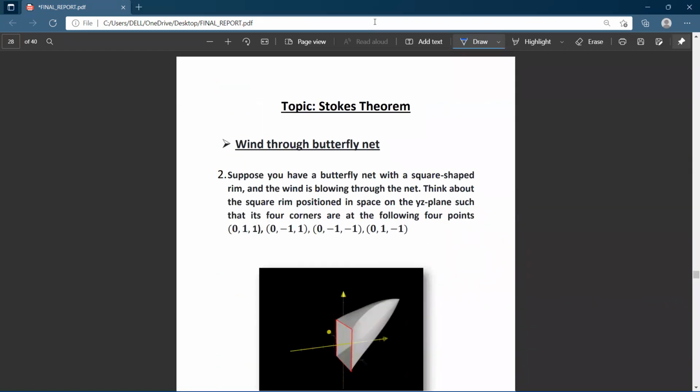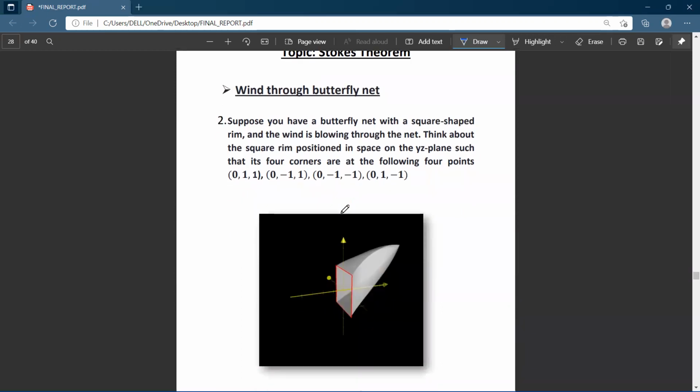Okay, suppose the butterfly net has a square-shaped rim and the wind is blowing through the net. Think about the square rim's position in space. This is the square-shaped rim, and it lies on the YZ plane, so the corners of this square are given by these coordinates.